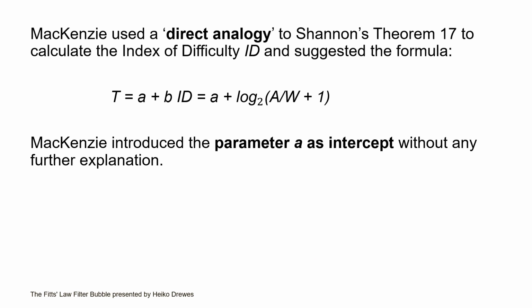Thus, he suggested a direct analogy to Shannon Theorem 17 for calculating the index of difficulty and introduced the A as intercept. As explained already twice, Shannon's theorem has nothing to do with an index of difficulty, and MacKenzie's analogy may be a little bit too direct.